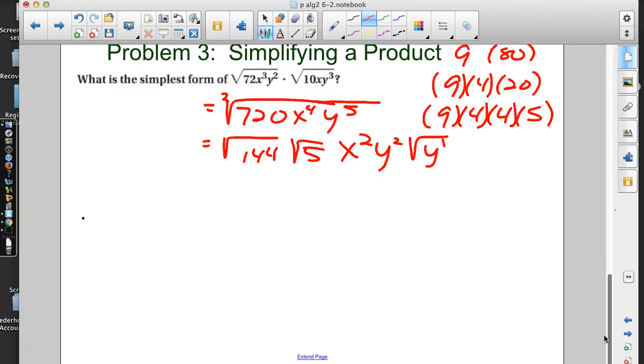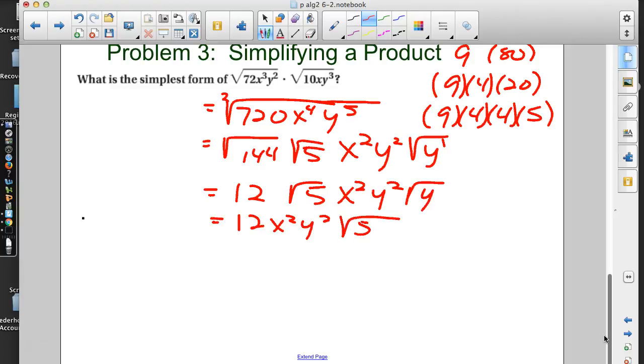So nice stuff. We got a 12 right here. Got an x squared and a y squared. Then we got some ugly stuff that's got to go in back. So 12x squared y squared, square root of 5y.